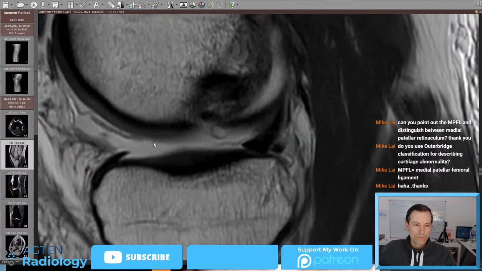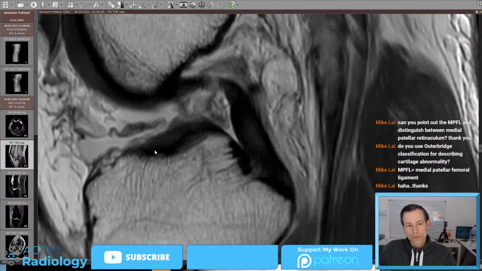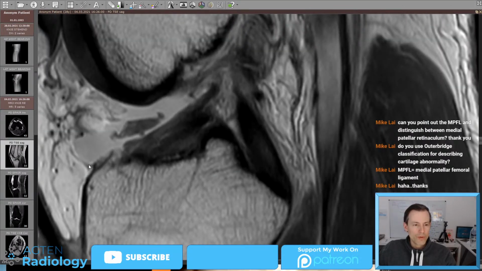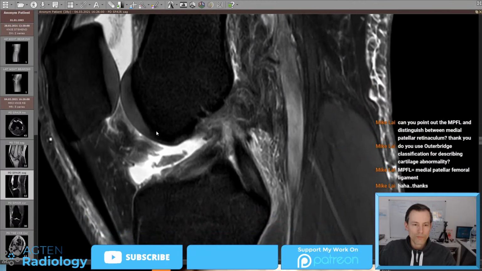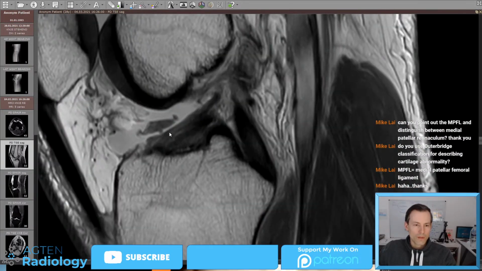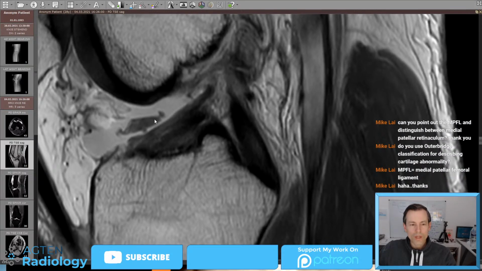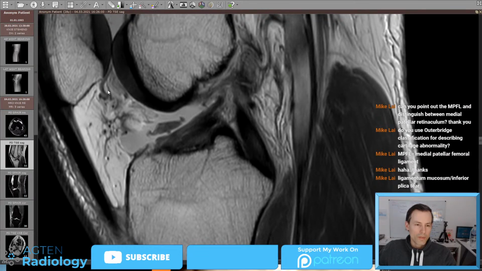What do we want to call it? Now, I mean, there are basically two theories, right? First of all, it's not fat. So if you just have this one here, technically it could be just some fat from the Hoffa's fat pad, but it's not. It's also dark here on this PD. And what we don't see anymore is the infrapatellar plica.